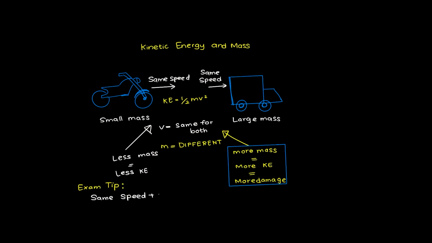Here's a WGU C165 OA exam tip for you. At equal speeds, greater mass means greater kinetic energy. The phrase same speed with different objects points to mass as the determining factor. Quick recall hook. Same speed, mass wins. Heavier objects carry more kinetic energy.